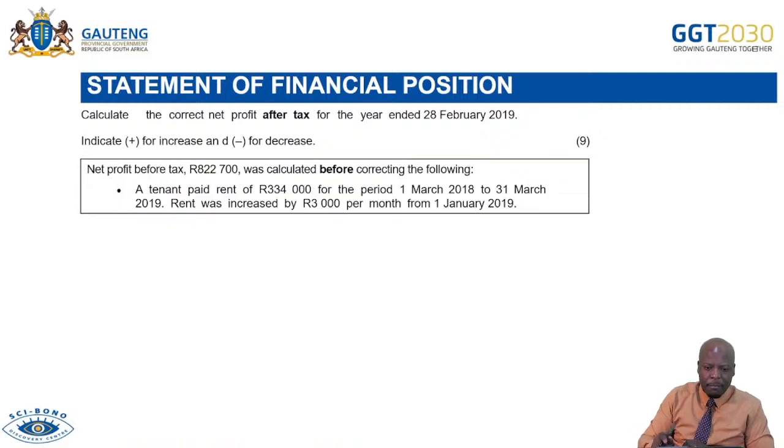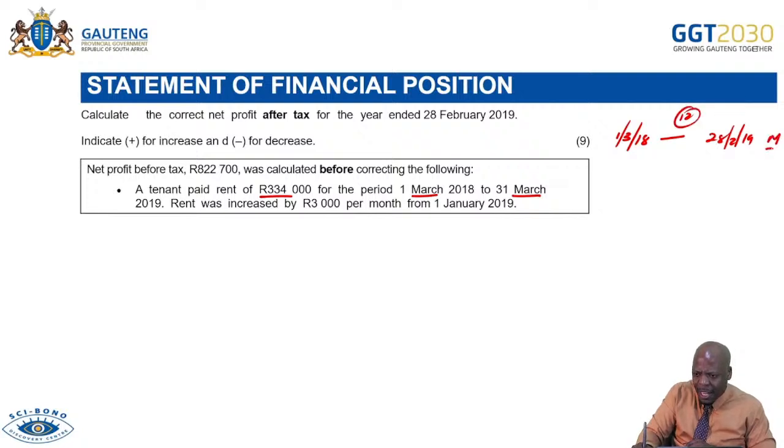All right, it says a tenant paid rent of 334,000 for the period 1 March 2018 to 31 March. Okay, so we see here there's 31 March and there's 1 March. We know that our financial period should start from 1 March 2018 until 28 February 2019. That is the 12 months. But we're told it is gone up to March again. That means we have 1 extra month. So our tenant has paid rent in advance. So we have income received in advance. Let's see how much that is.